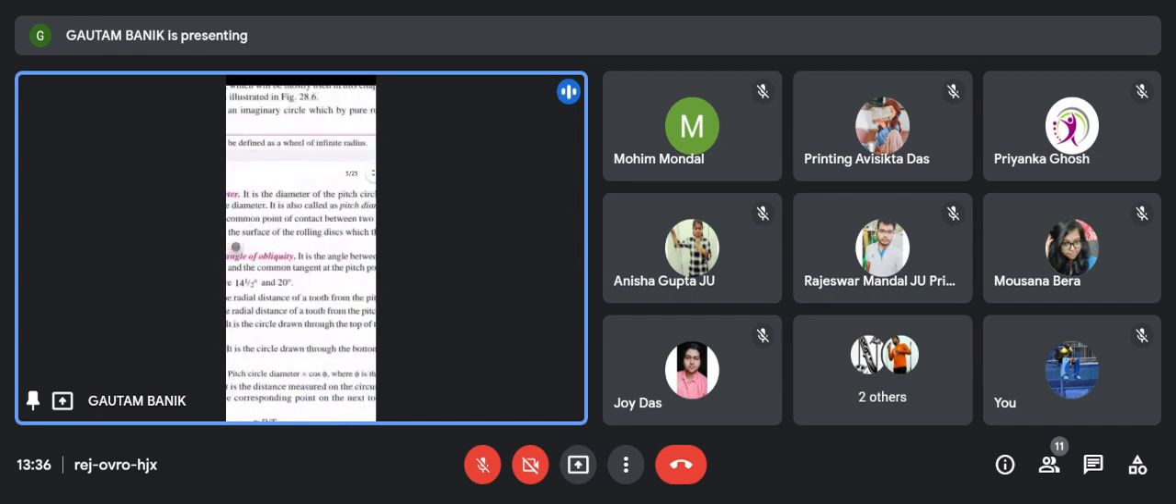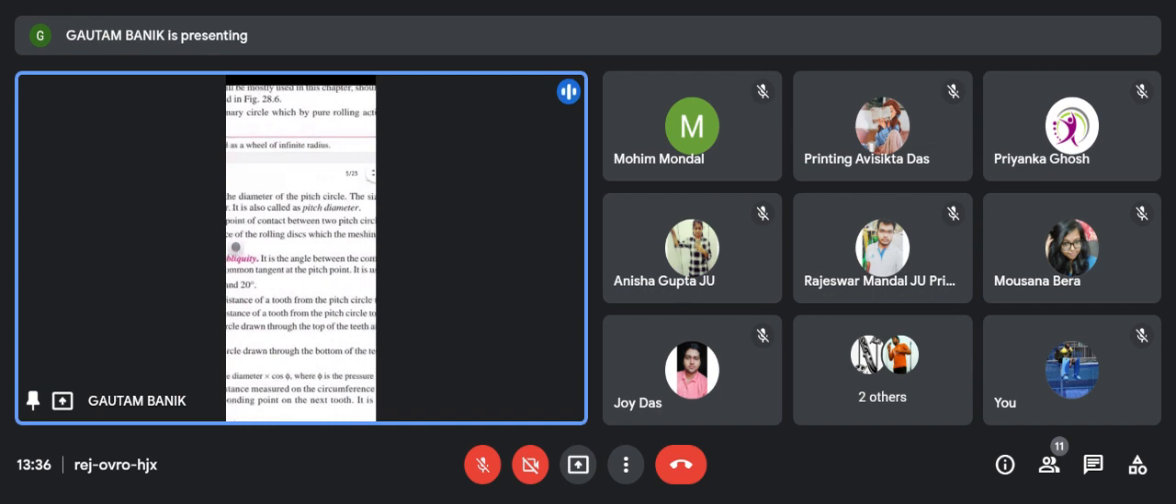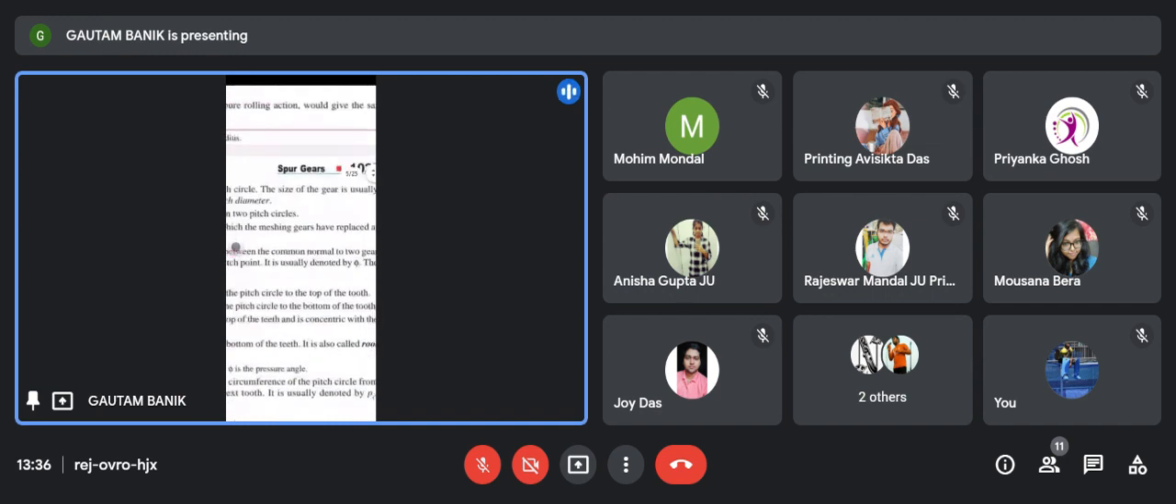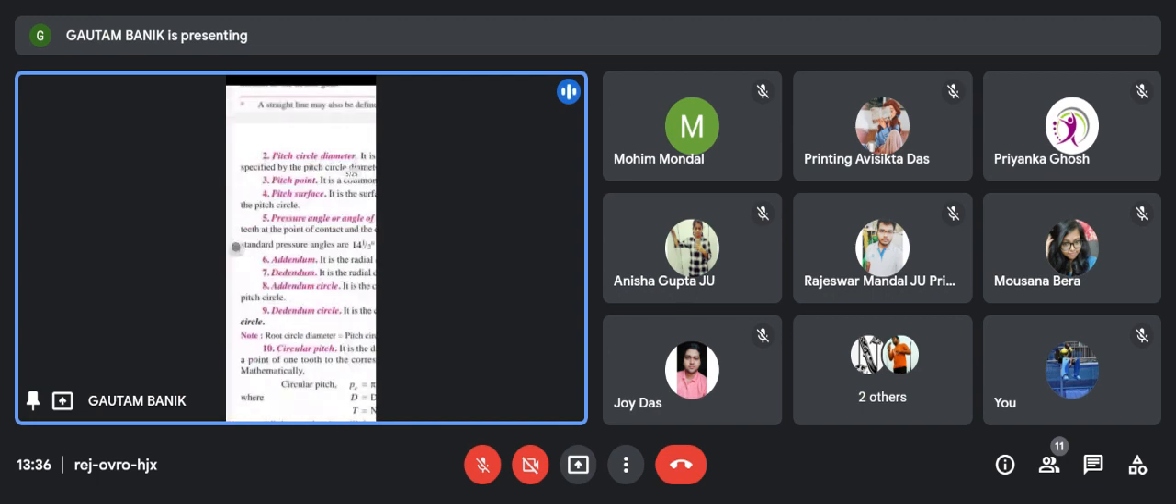And the pitch surface is the surface of the rolling disc, when it is a solid, on which the gear is placed at the pitch circle.